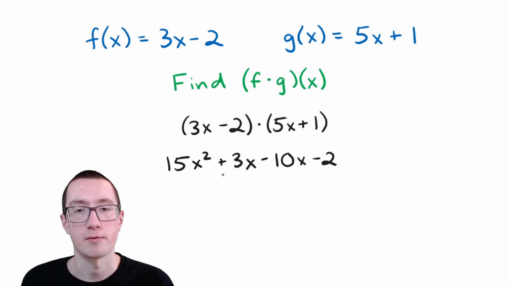And now I'm noticing that we have two parts here that have an x. That means we can combine them, which is called combining like terms. We can't also combine the one with x squared because x squared is different from just x by itself. So we have plus 3x minus 10x.